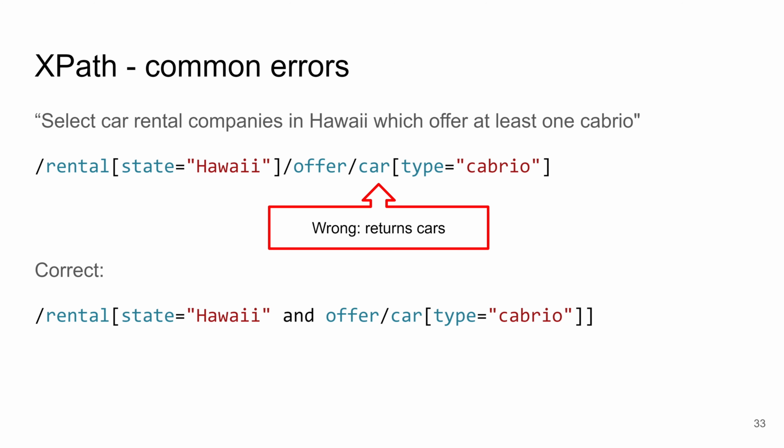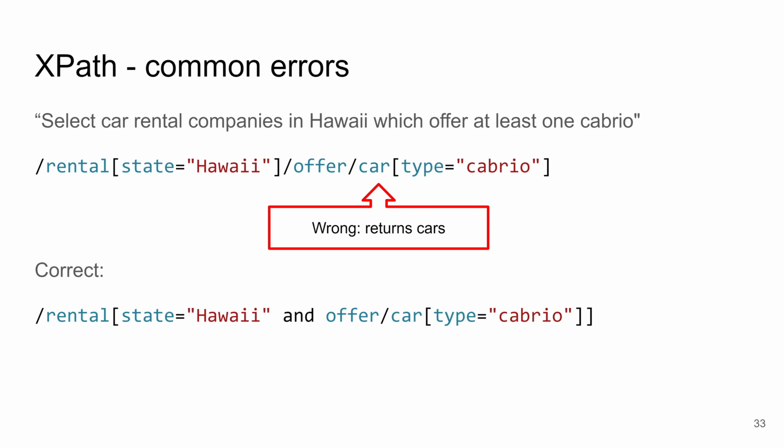So the correct query is the one below, which says we'll start in the root, we'll select the rental companies, and the rest goes in the predicate. So we'll filter those rental car companies only to those which are in a state of Hawaii and they have an offering of a car which is of a type cabrio. And this all goes to the predicate. So the result here is the list of rental car companies.